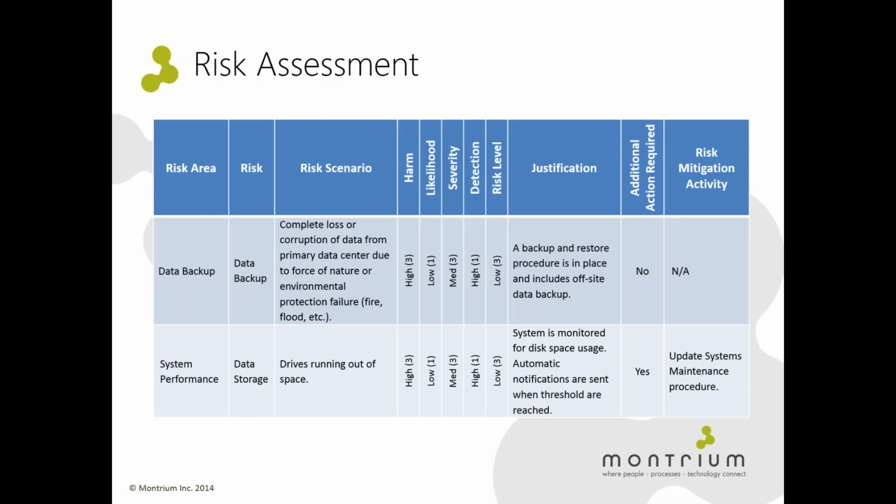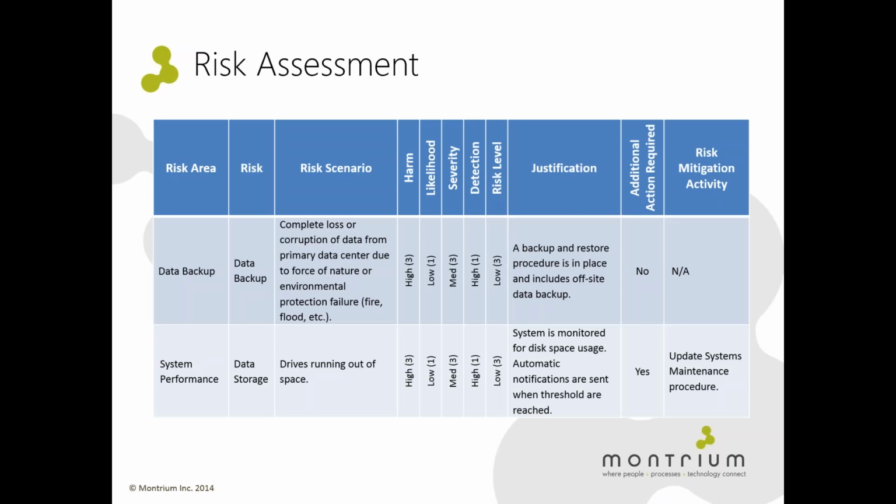The risk assessment document looks like this. It's a big table with a lot of information, and here we see two examples of risk areas and risk scenarios. The first risk pertains to data backup and the possibility that there would be complete loss or corruption of data. For this risk, the risk level is low because we know that we have a backup and restore procedure in place, and this procedure oversees the offsite backup process.